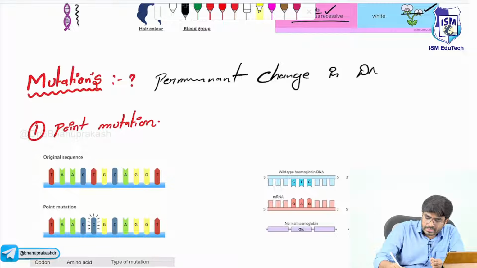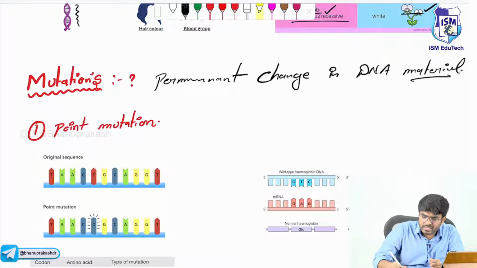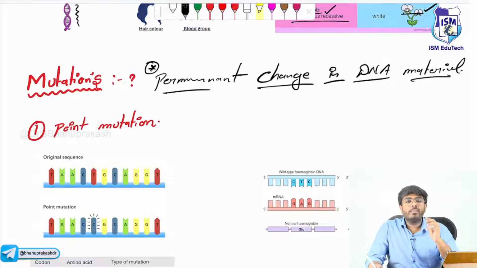A change in DNA material. A sudden permanent change in a DNA material is called a mutation. A permanent sudden DNA change. What might be the reason?